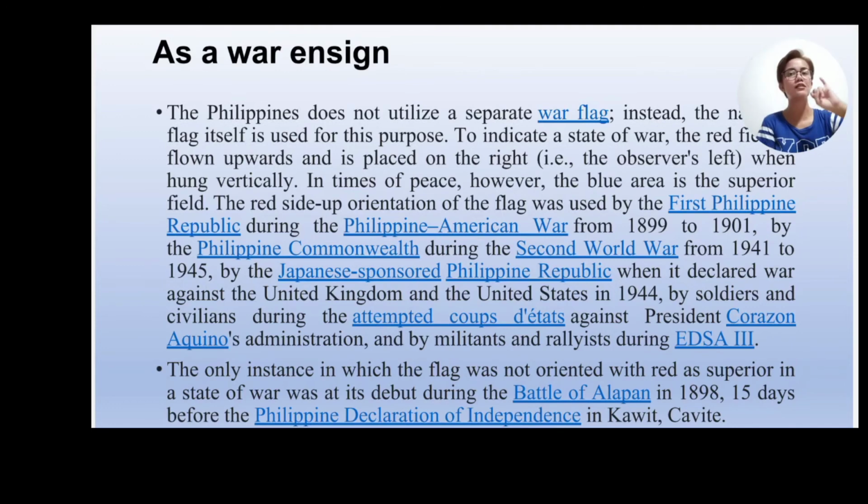Okay? The first one is during the Philippine-American War. The second one is the Philippine Commonwealth during the Second World War. By the Japanese-sponsored Philippine Republic when it declared war against the United Kingdom and the United States. By soldiers and civilians during the attempted coup d'etat against President Corazon Aquino's administration, and by militants and rallies during EDSA 3. So, 5 na siya ka-events nga na-record sa atong history nga gigamit ang ato ang flag as a war ensign.